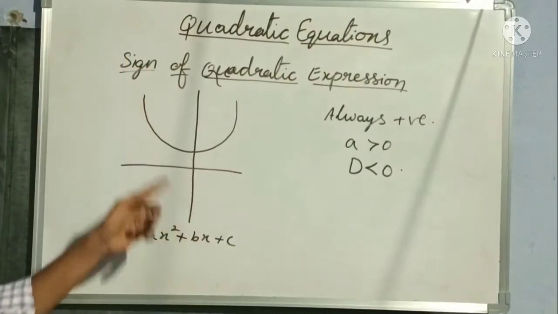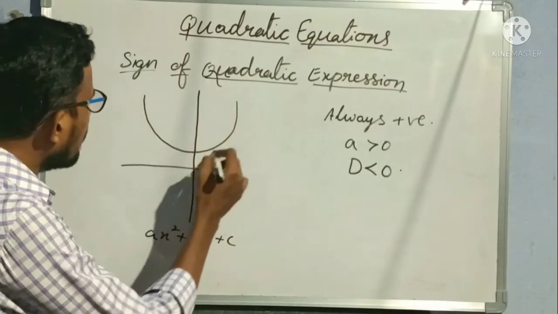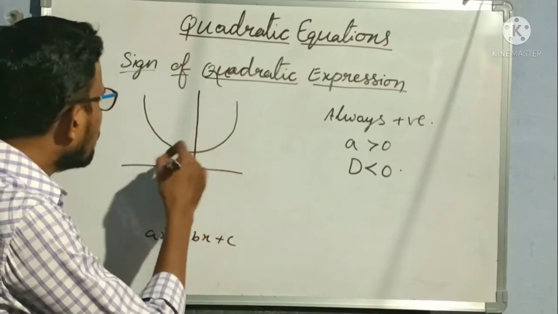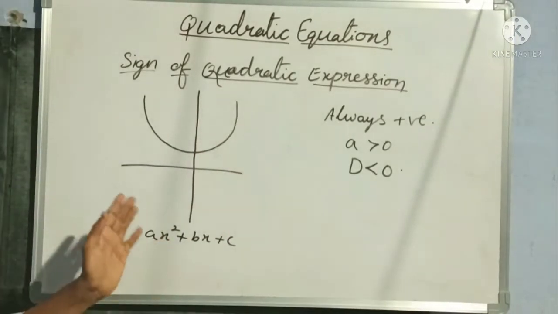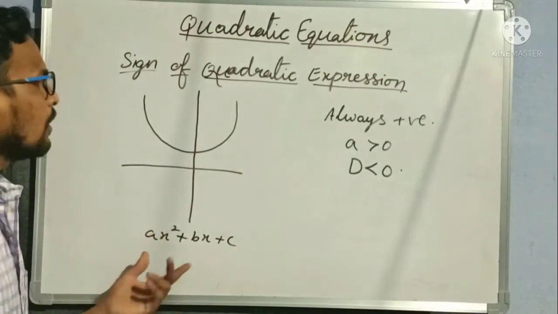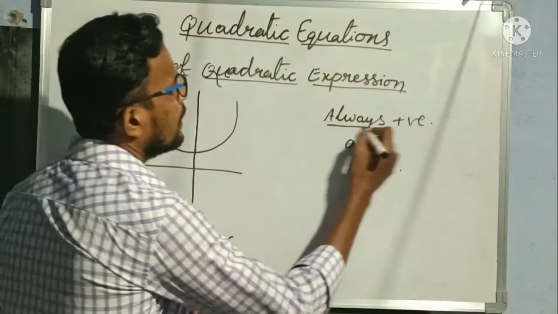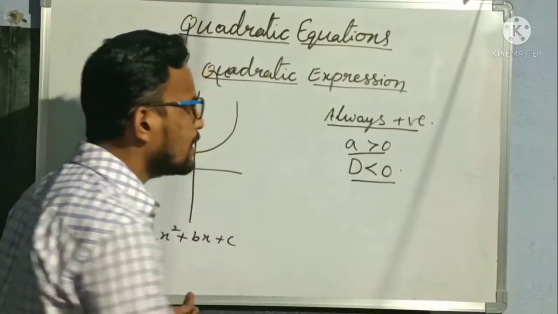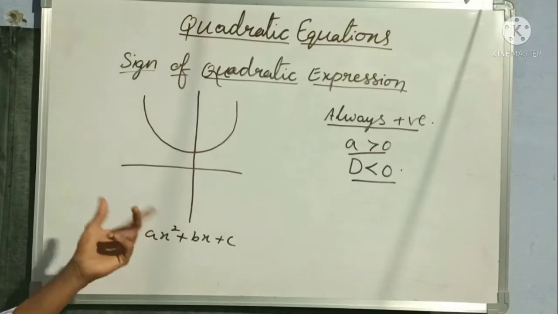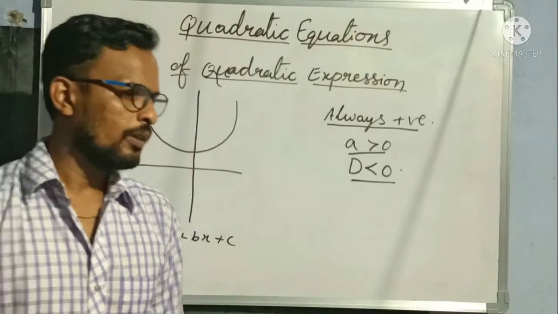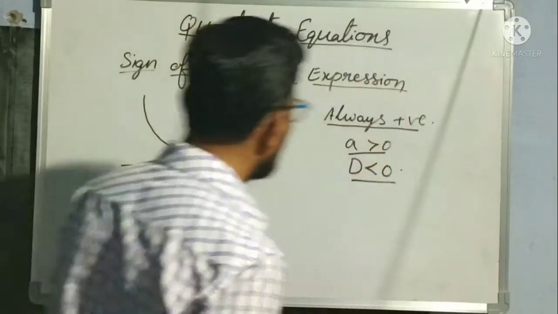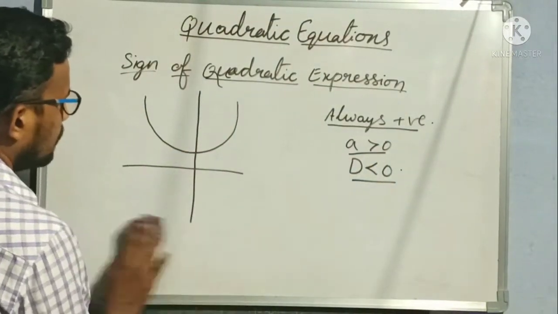See here, our graph will be like this, meaning even if you take positive x or negative x, our y value is always positive. Understood? That's why only when a is greater than 0 and D is less than 0, our quadratic expression will always be positive. Understood? So next condition, when it will be always negative.